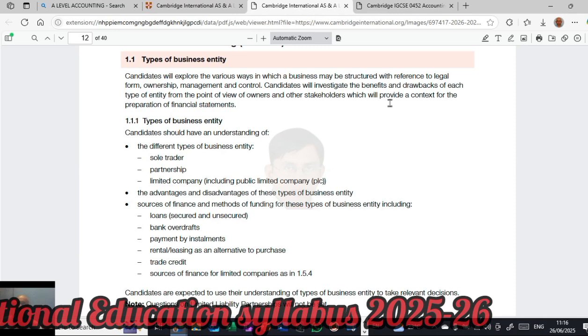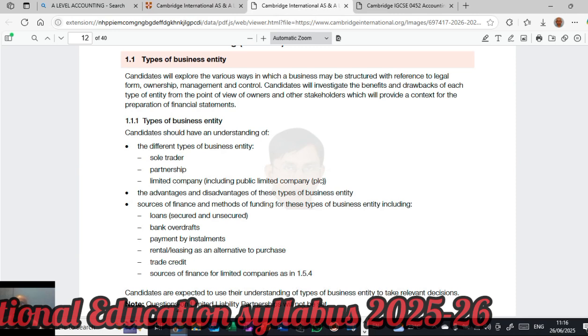Understanding of sole trader, partnership. Again, advantages and disadvantages of these types of business entity, sources of finance and methods of financing business, including loans, secured and unsecured bank overdraft. So there may be questions based on this. Candidates are expected to use their understanding of types of business entity to take relevant decisions.